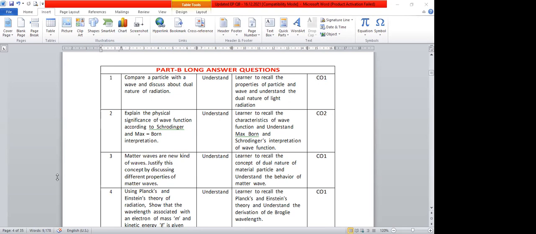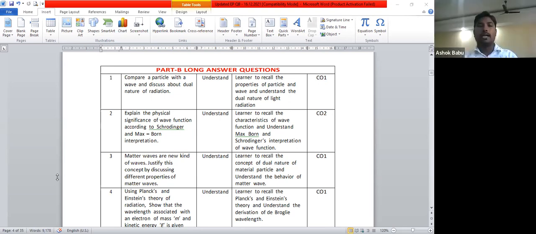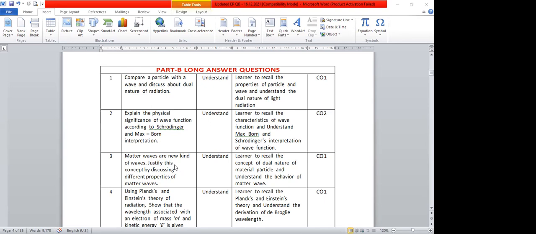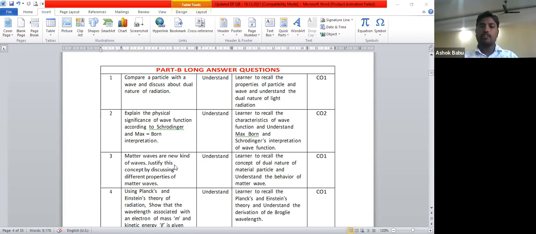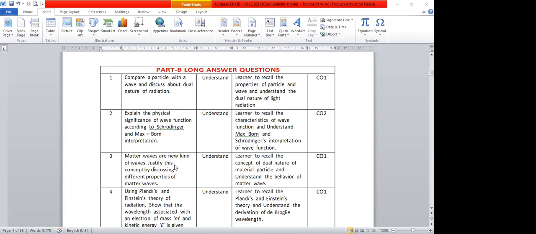Electromagnetic waves are associated with only charged particles, but matter waves are associated whether the particles are charged or uncharged. So using that property, we can say matter waves are not electromagnetic waves, they are a new kind of waves. Okay, sir. First discuss the fourth property. After that, if you have sufficient time, discuss the remaining properties also.